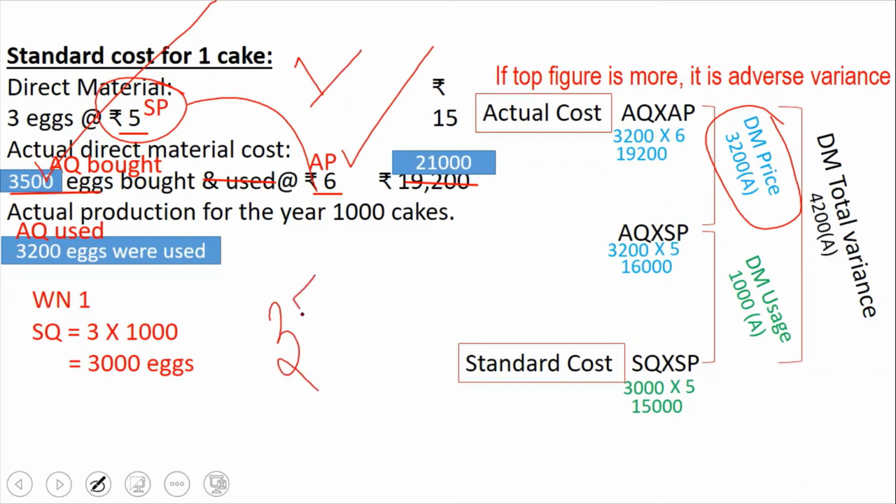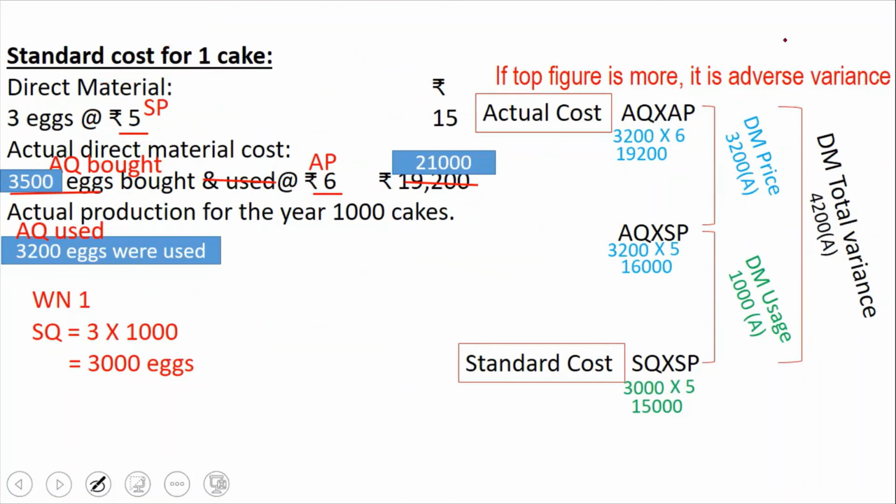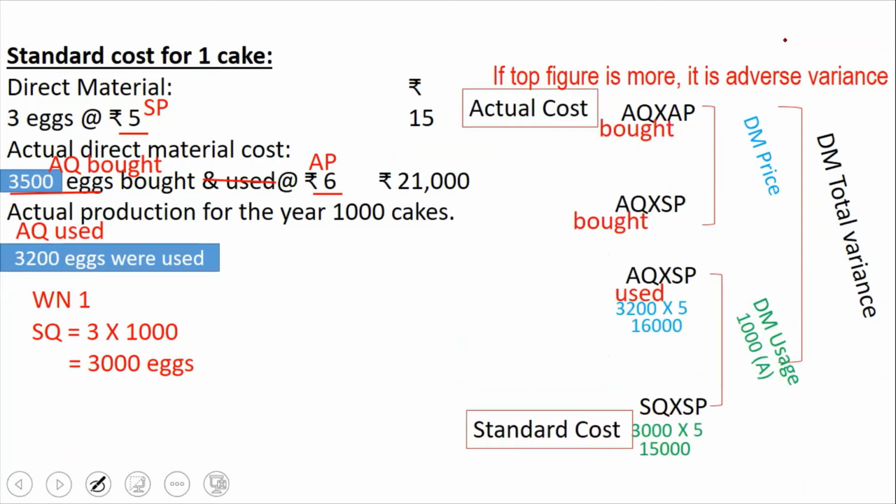It is 3,500 eggs, the eggs that he bought, multiplied by the extra one rupee that he paid for each egg, which means that the price variance should have been 3,500 rupees. So look carefully at the modification that we are going to make in the format. The direct material usage variance still remains at 1,000, where we are using the actual quantity used. But as for the direct material price variance, we have to take the actual quantity of raw materials bought.